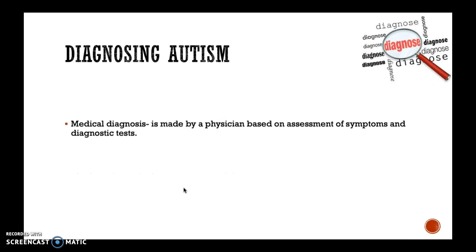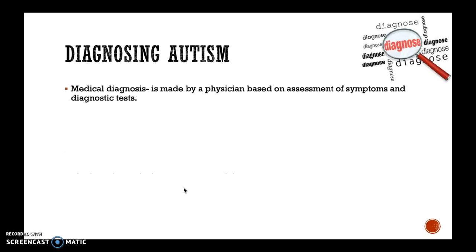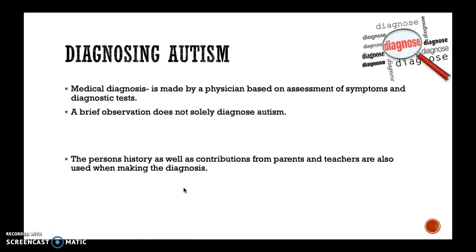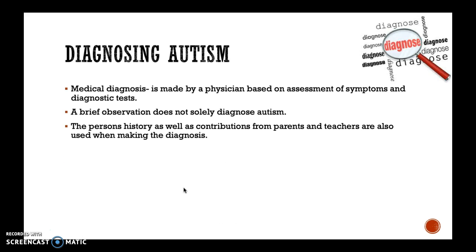There's two different types of diagnoses when dealing with diagnosing autism. The first is a medical diagnosis that's made by a physician based on an assessment of symptoms and diagnosis tests. A brief observation does not solely diagnose autism. There's multiple factors that are involved, such as history of the child, as well as input from parents and teachers that help make the diagnosis.